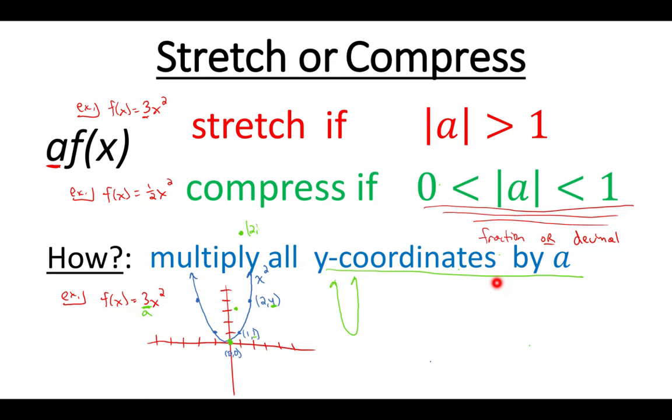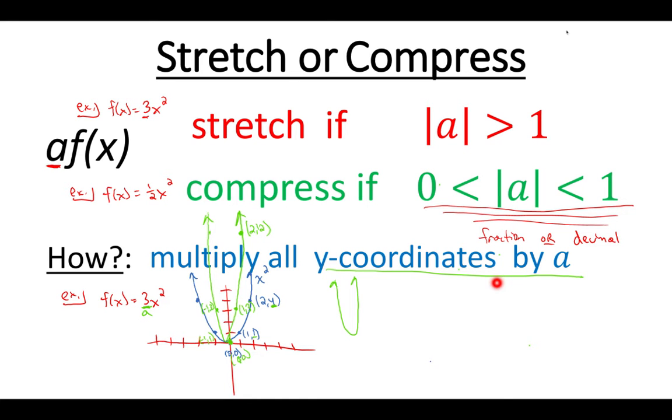2, 12. And this would be 1, 3. And this one would still be 0, 0. So this would get stretched out like this. Also in the negatives, this is negative 1, 1. So when I multiply that by 3, that's going to put me at negative 1, 3. Same thing up here. So it's going to be stretching this function out. It keeps the same shape as the parent function, but it just gets stretched out. That's what the 3 does.